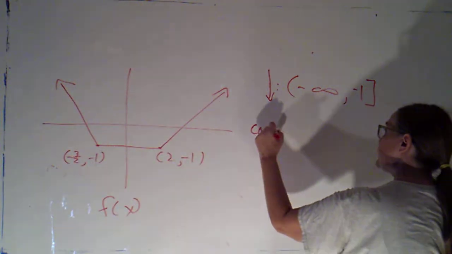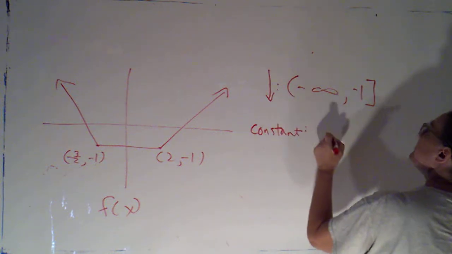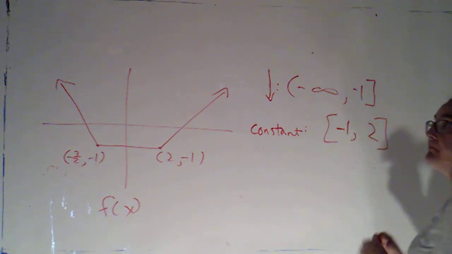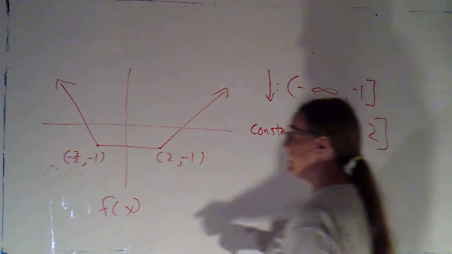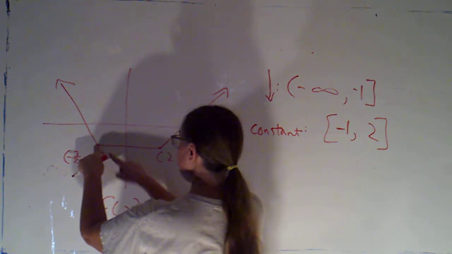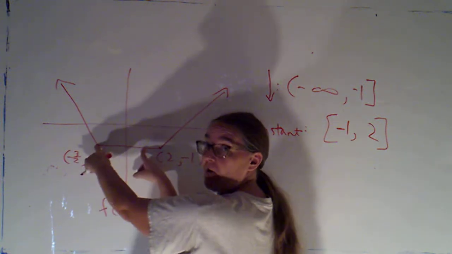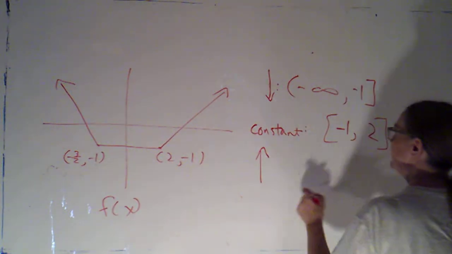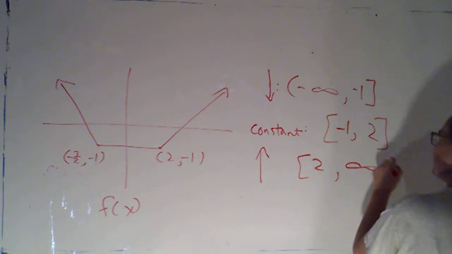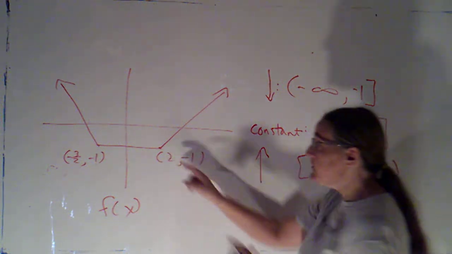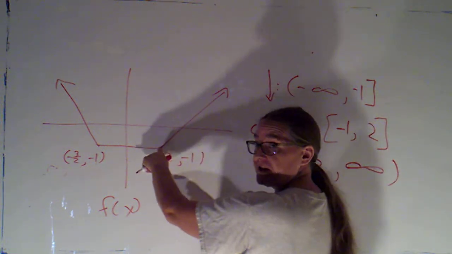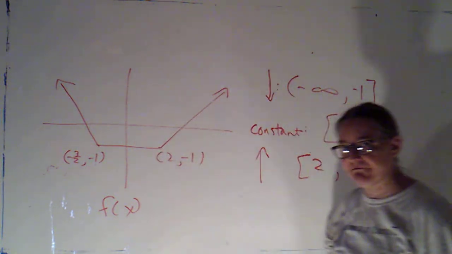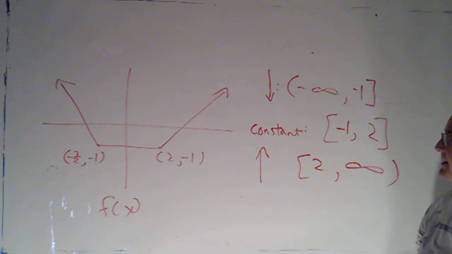We are constant between negative 1 and 2, and I can include both endpoints there. Because if I compare the value here to anything else in the interval, the y values are the same. And we're increasing from 2 to infinity. Again, include that endpoint, because if I compare this value to anything to the right of it, my right hand is higher. And that's our definition of increasing.